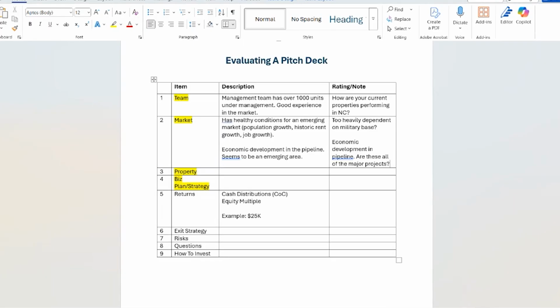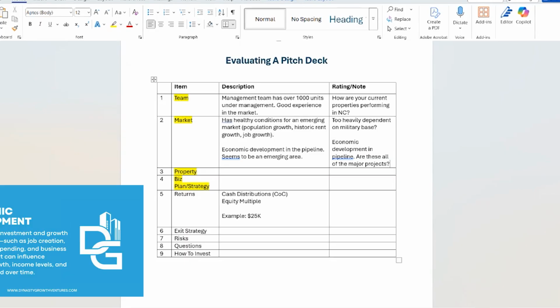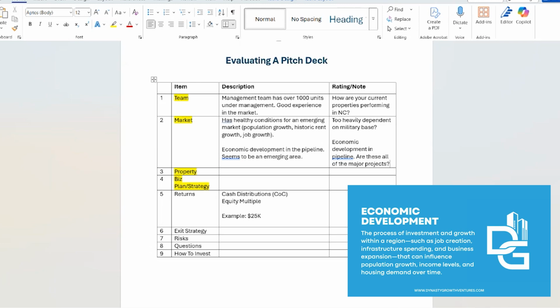We basically want to know, how does this economic development impact population growth and job growth and new households being formed? These are the factors that will drive demand for our property. These are the factors that drive rent growth up and drive people to a location, right?